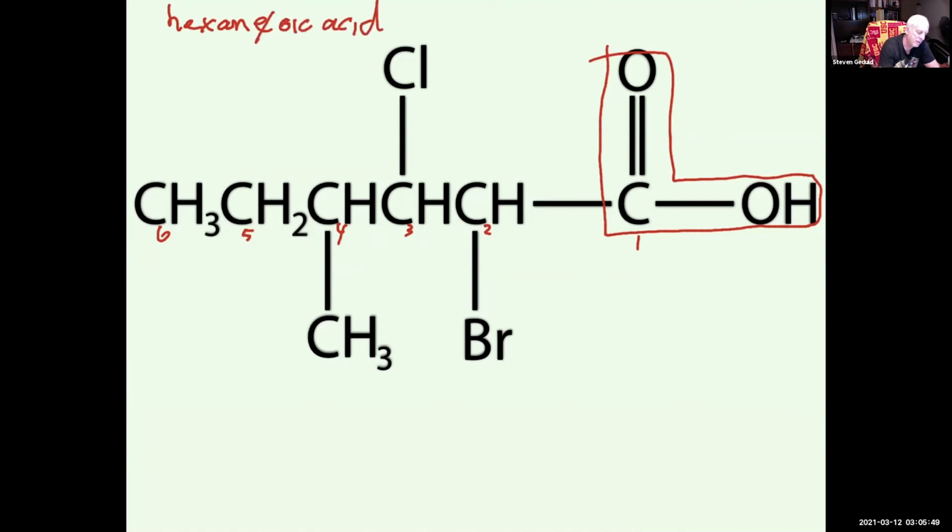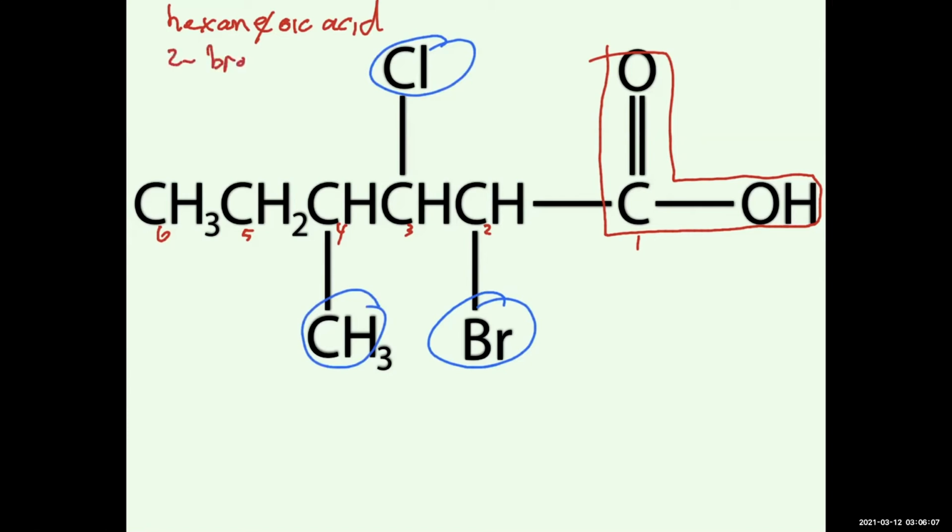And now, that's the main chain. We look at our substituents, our attachments. We have 1 there, 1 there, and 1 there. And they're all different. So at number 2, what do we have? Bromine. So we have 2 bromo. At number 3, what do we have? Chloro groups. At number 4, what do we have? Methyl group.